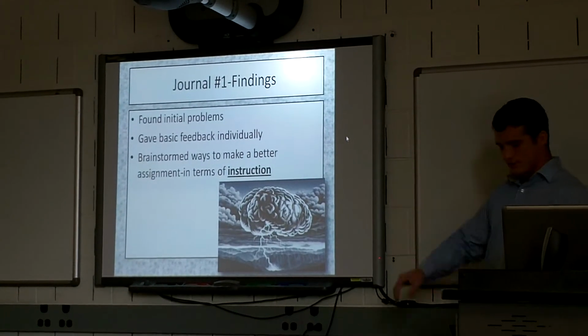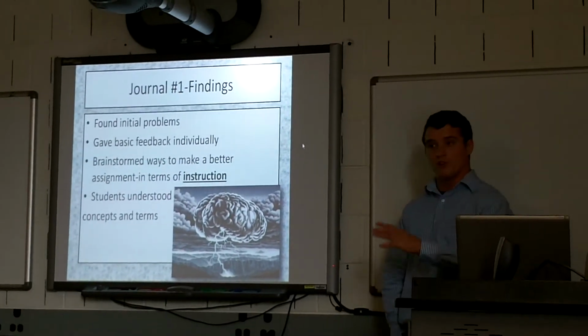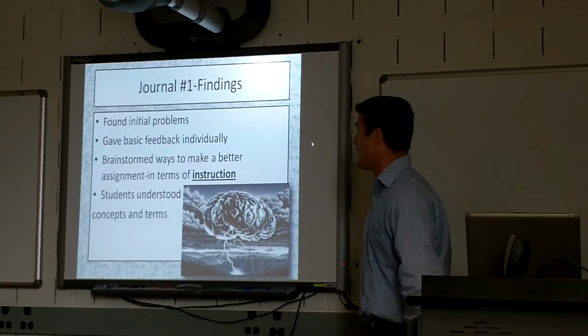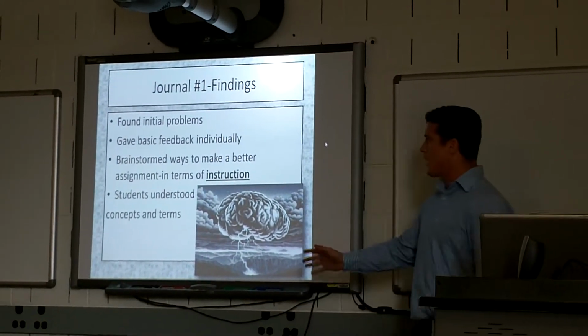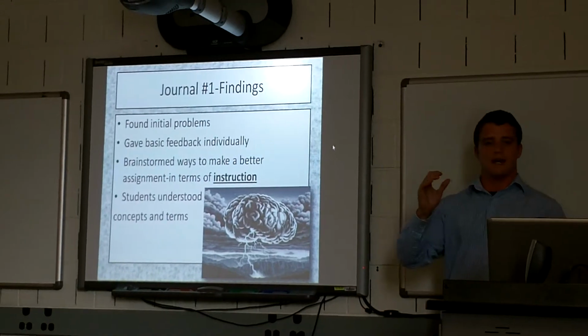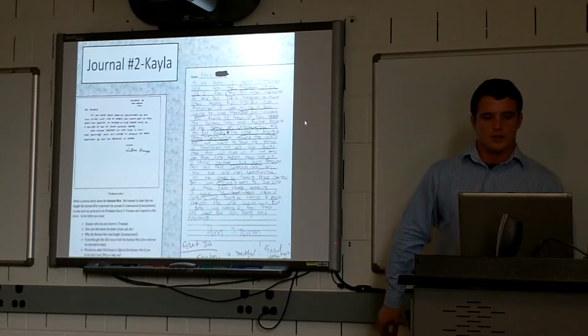And this is me brainstorming. But students understood concepts and terms really well. They really explained what communism was, they understood what a red was, and they understood that the Americans had fear of communism, Soviets, and nuclear war. So they did a great job understanding those terms. So this is Journal 2.